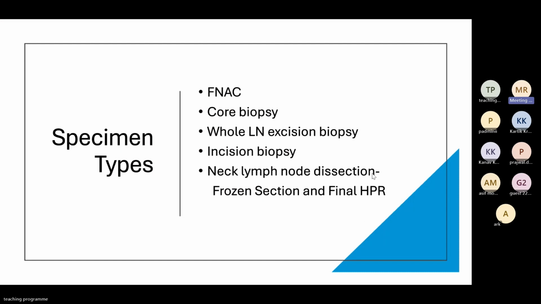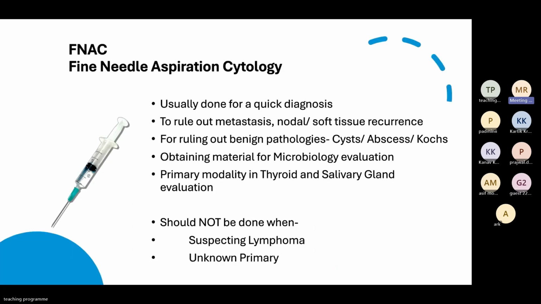So these are the specimen types that we usually receive. We can have FNAC, fine needle aspiration cytology, a core biopsy, a whole node excision biopsy, or an incision biopsy of a lymph nodal mass. In the main specimen, we have the neck lymph node dissections, which can either be sent for frozen sections or for final HPR.